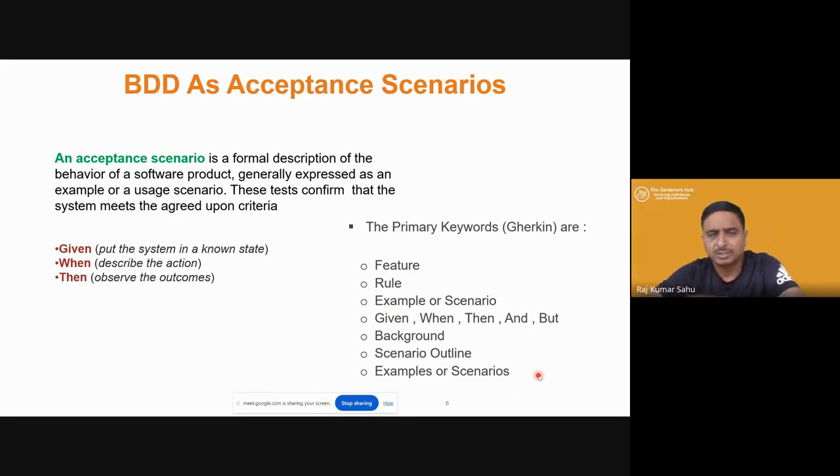So Bhanu, with this given, when, then, or BDD acceptance scenarios you mentioned, do we still need to write stories, or can we simply develop a system or a product just using given, when, then?